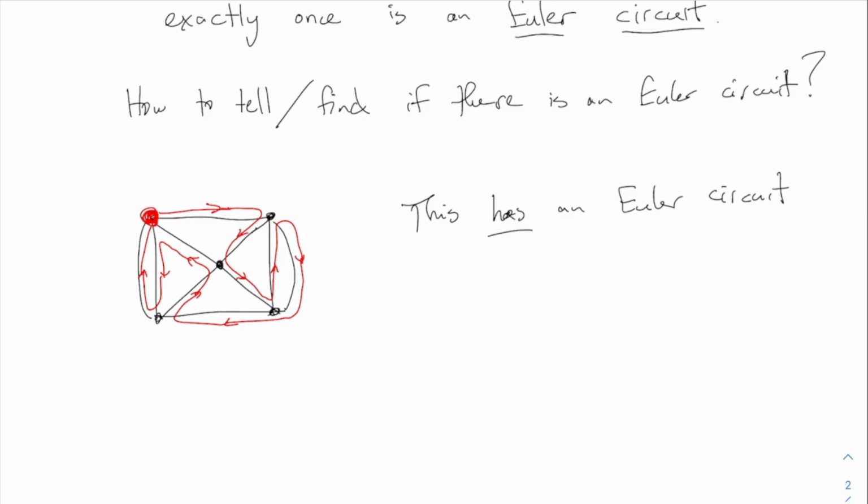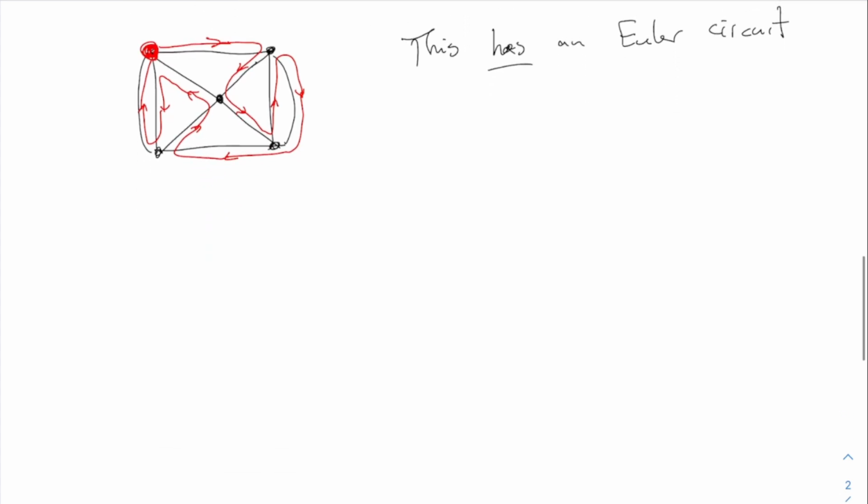But this has an Euler circuit. There it is. All right? How can you tell if there is or is not one? And then how could I be sure that there isn't one? How about this?